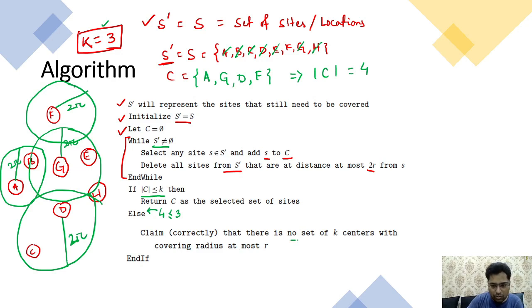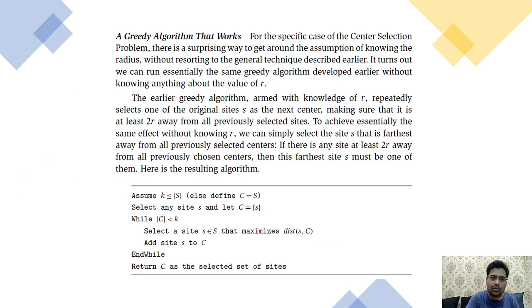That there is no set of k centers with covering radius at most r. We cannot guarantee them if such things happen. But this is not always correct. In some cases, it might happen, it might not happen. Clear? So we have to just think about the algorithm. This is one of the algorithms which follows the greedy approach. The next algorithm which we found, no, this is not correct.